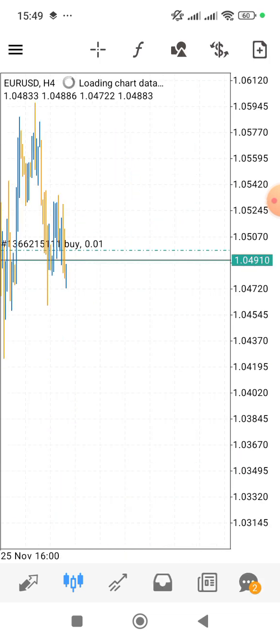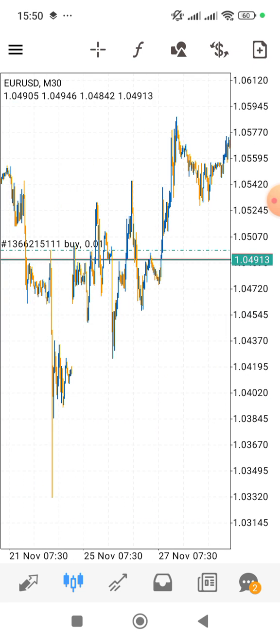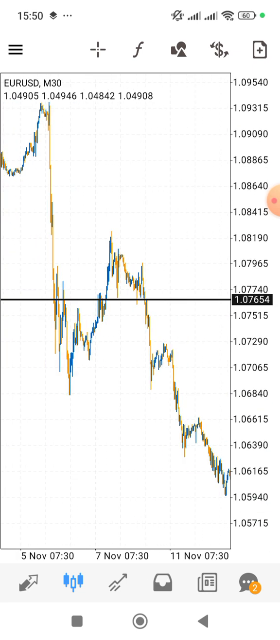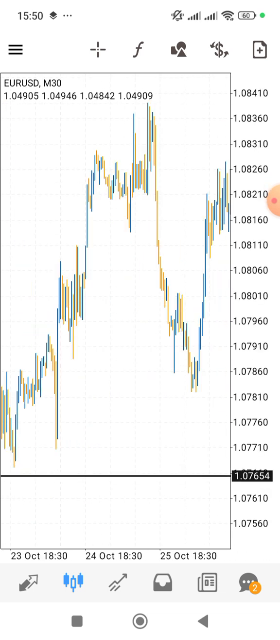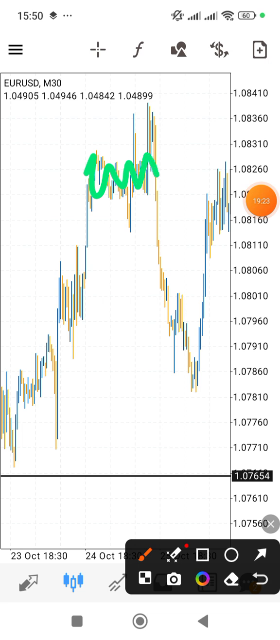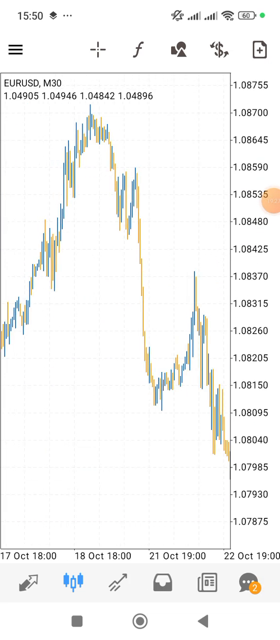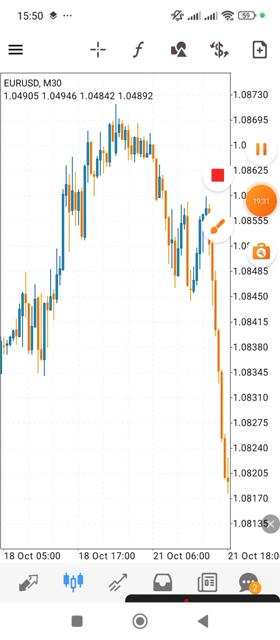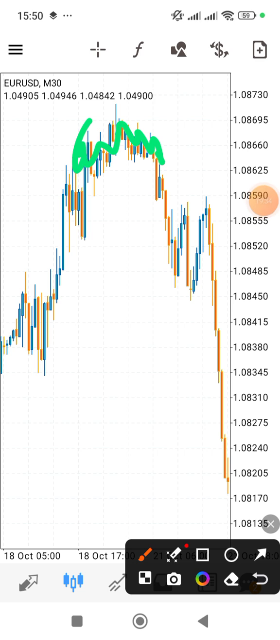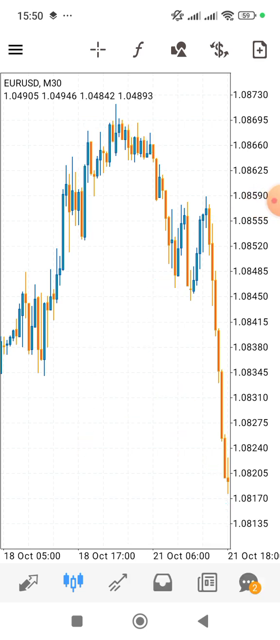Let me look for examples. Let me go to maybe the 30 minutes time frame and see where the market was ranging. Like this place now, the market was just ranging here. So here now the market was just ranging. It was neither going up nor coming down. So that is ranging in the market.